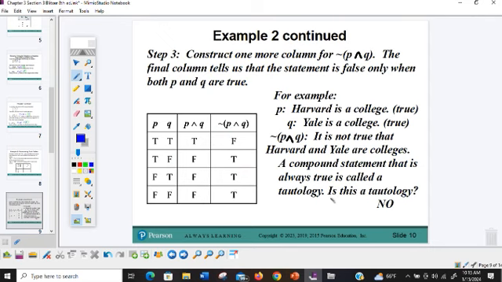And down here it does say, is this a tautology? A tautology is when all of your answers are true. So if this had been true, we would have a tautology. But since there's a false in it, we do not have a tautology.